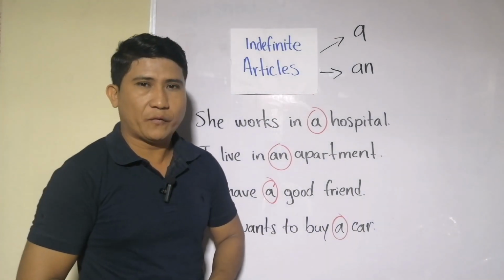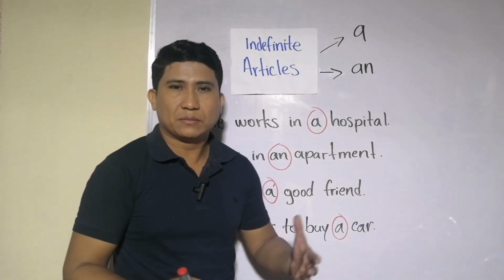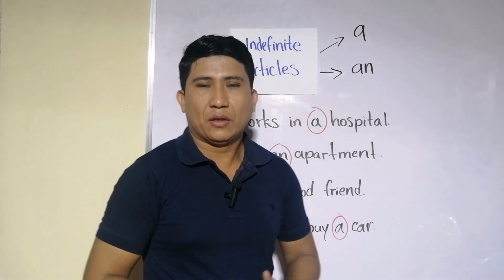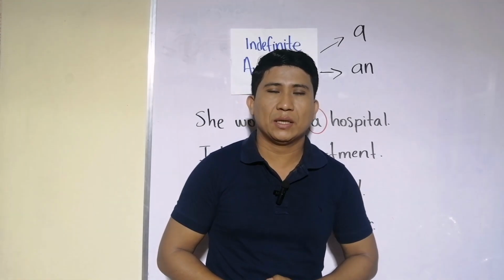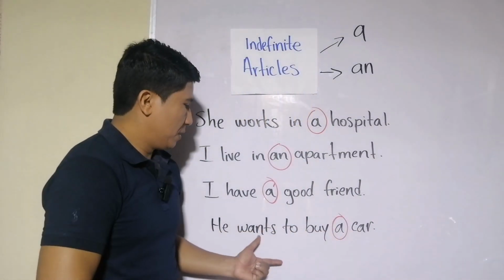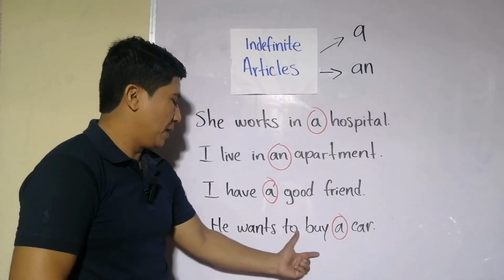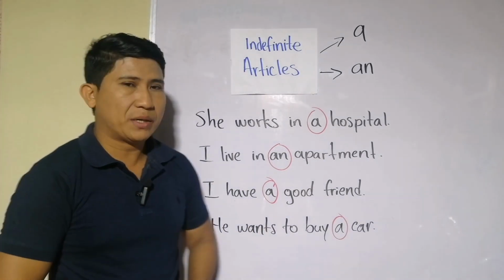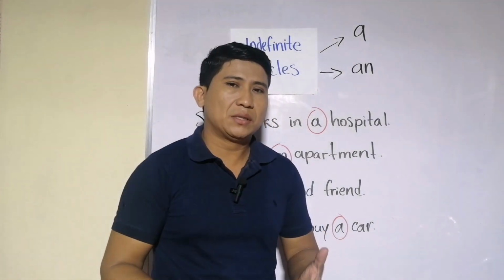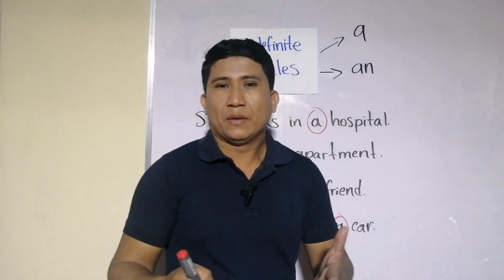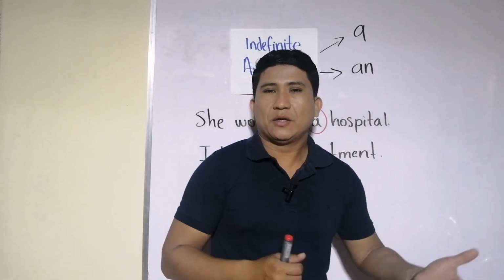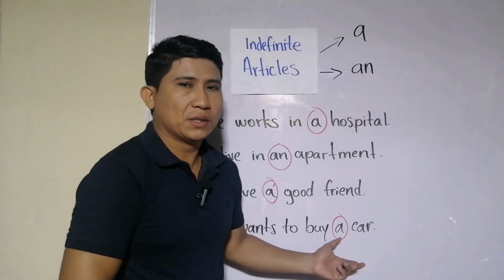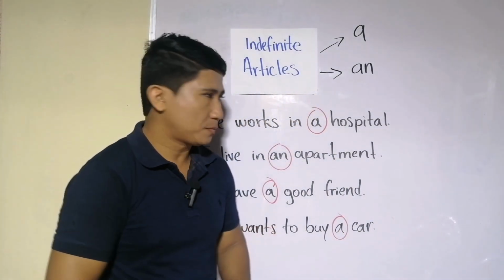The same happens with the next one. It says "I have a good friend." A good friend is anybody, no one specific, right? That's why I'm using the indefinite article here. The same happens with the last one. When I say "he wants to buy a car," it means that he wants to buy any car, not a specific one, not any specific car. So that's why we are using the indefinite article "a".